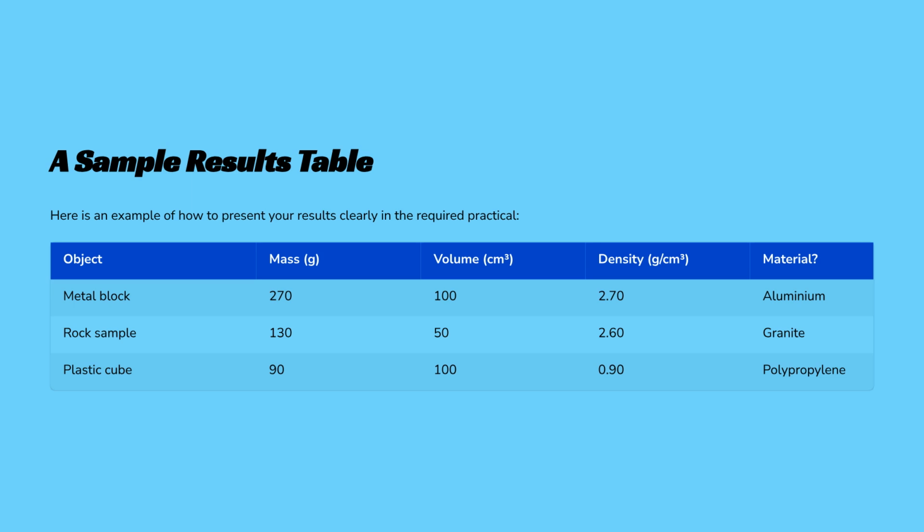This slide displays a sample results table. Notice the clear headings and organized structure, which help when identifying materials. By comparing your calculated density to known values, you can determine if a sample is aluminium, granite, or another substance.